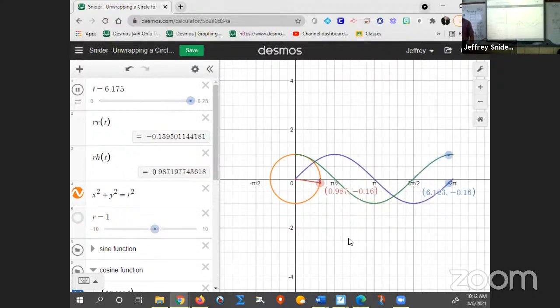What angles? Where are the x and y coordinates the exact same? Pi over 4, that's quadrant 1. And where else does that happen? Quadrant 3 at 5 pi over 4. That's where they're crossing at. Okay?